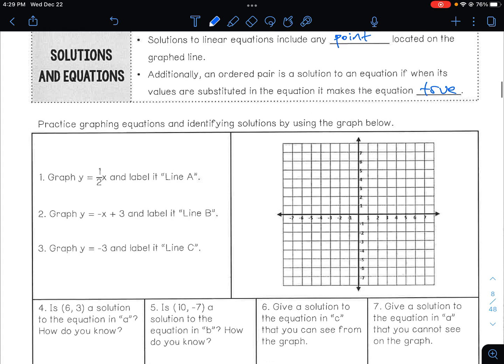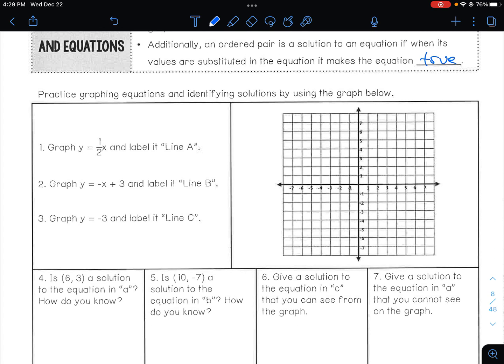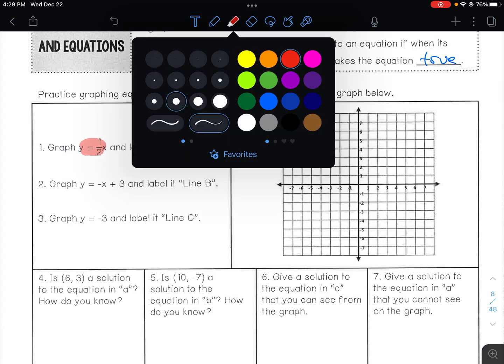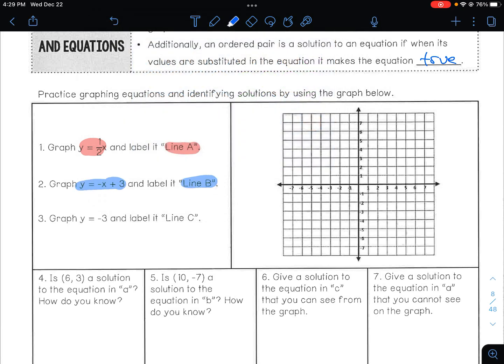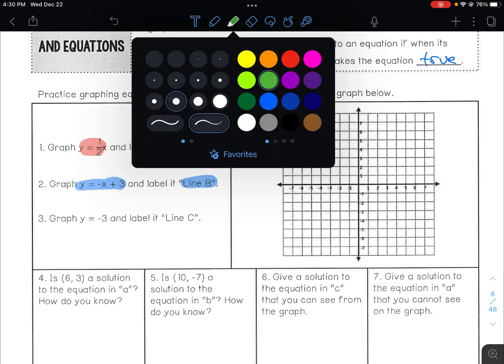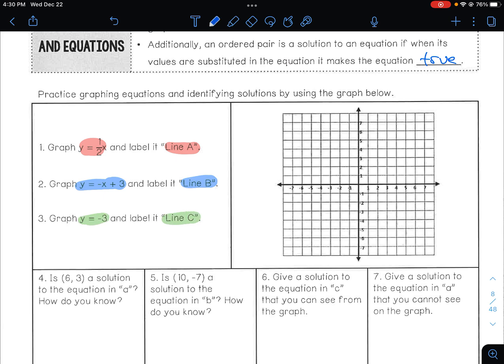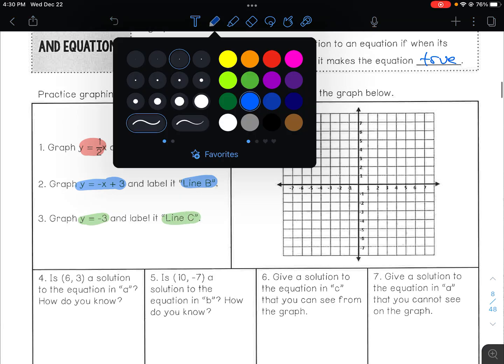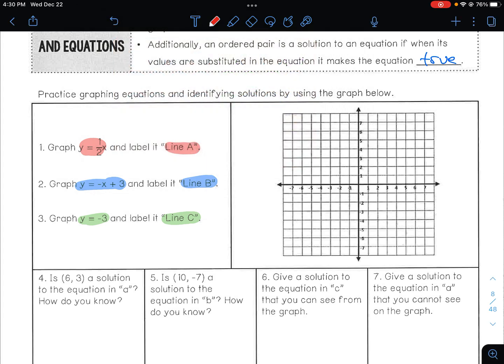Practice graphing equations and identify the solutions by using the graph below. Graph y equals 1/2 x. Let's do 3 different colored lines. It's going to be line A. Line B is going to be blue. And line C is going to be green. So let's graph these 3. My slope is 1/2. My y-intercept is 0. There is none, so it's 0. Let's just start with that.